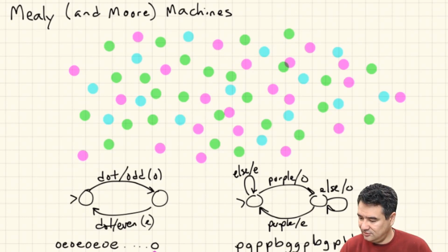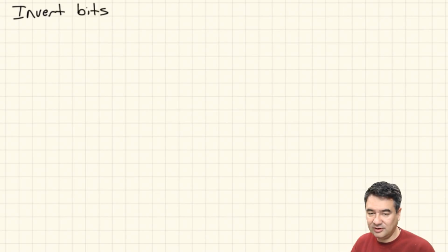All right, so let's go on and do another example. This one is to take a binary string and invert all the bits. So turn all the zeros into ones and all the ones into zeros.